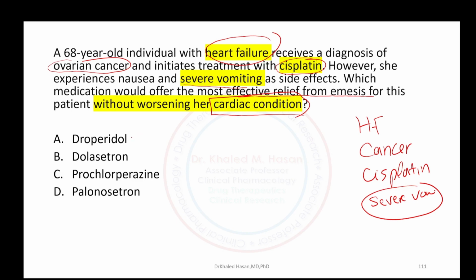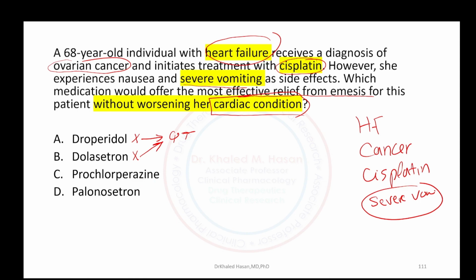So we have droperidol, dolasetron. Which of the following medications would be most effective to relieve symptoms? I will start with the first one, droperidol. Yes or no? We don't use this medication because it prolongs the QT interval. Dolasetron, no, prolonged QT interval. Prochlorperazine. So what do you think about prochlorperazine?